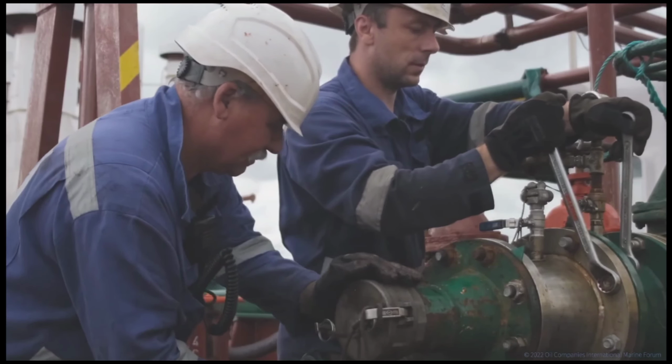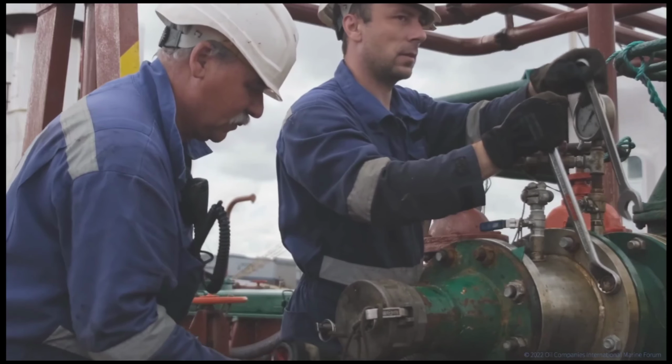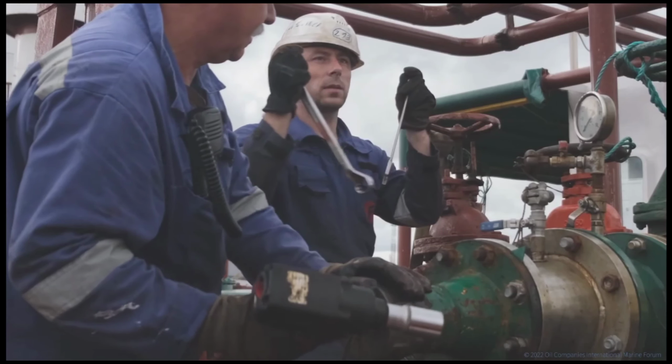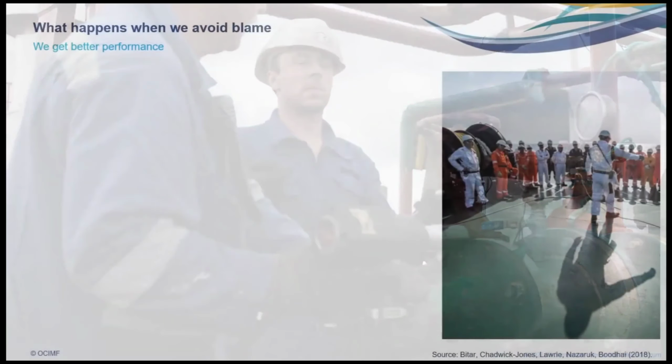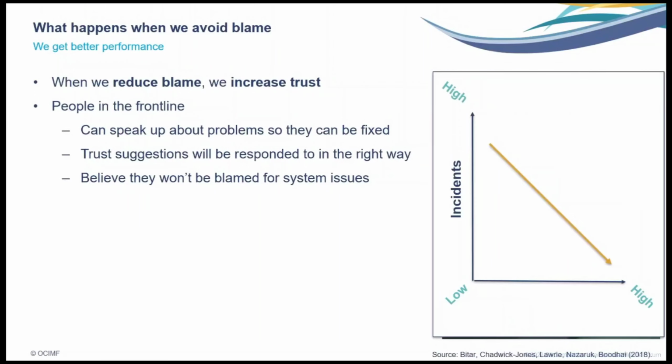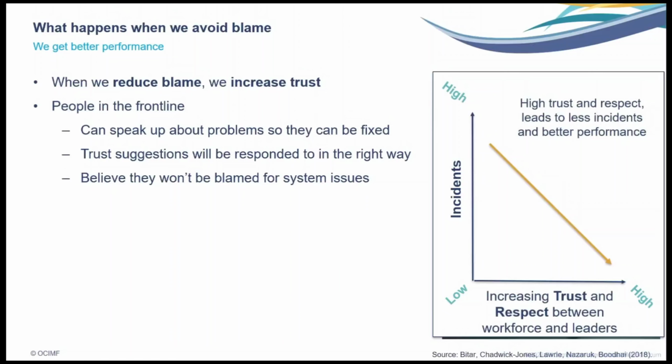Learning happens when the workforce feels they can speak up about the problems that they're facing and trust that when they do, their suggestions will be listened to and reacted to in the right manner, and that they won't be blamed for raising issues. When we reduce blame, we increase trust between the workforce and leaders. There is good evidence to support the relationship between trust and safety performance. This research shows that as trust and respect increases between the workforce and the leadership, performance improves, and you see the number of incidents for both process and personal safety reduces. The opposite is also true. When there is low trust or respect between the workforce and leaders, we see increasing incidents.